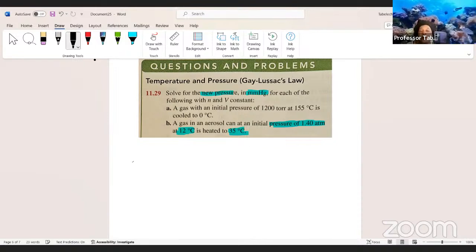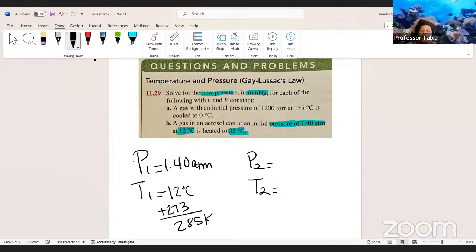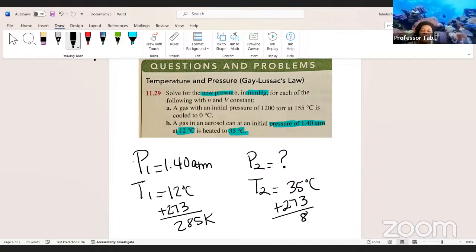So again, you're going to put down what you know: P1 equals, P2 equals, T1 equals, T2 equals. So my P1 was 1.40 ATMs. My first temperature reading was 12 degrees Celsius. I'm going to add 273 to that, and I get 285 Kelvin. And then my P2, you're looking for that, and my T2 is 35 degrees Celsius. I'm going to add, again, 273 to that number, and I get 308 Kelvin.